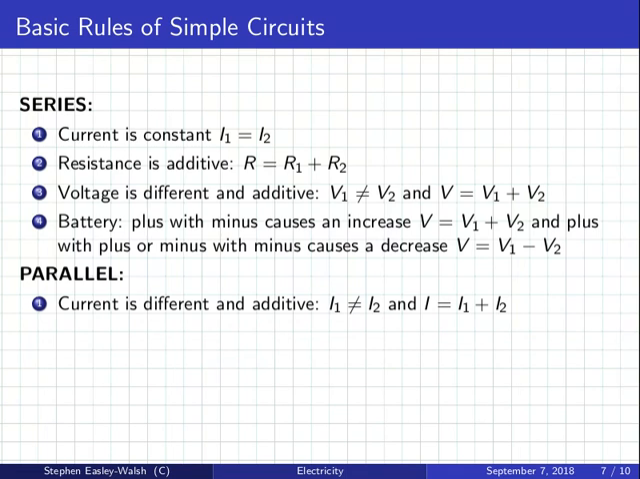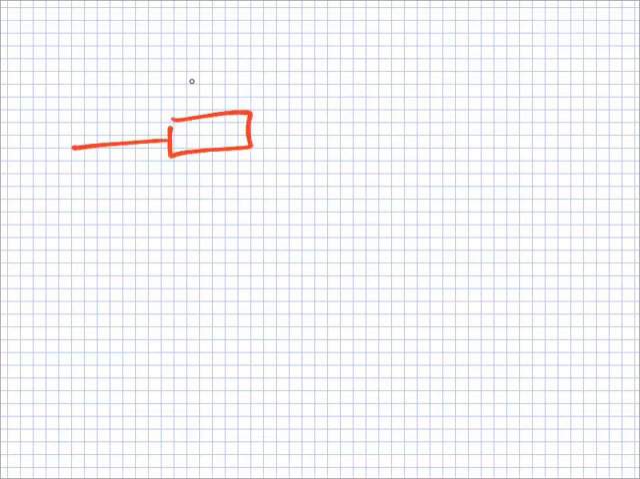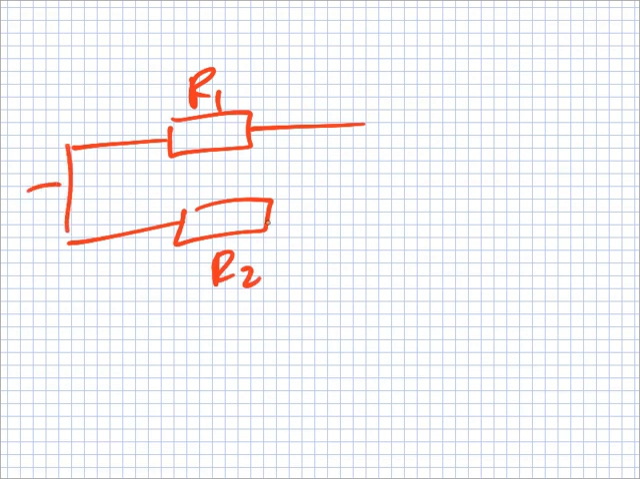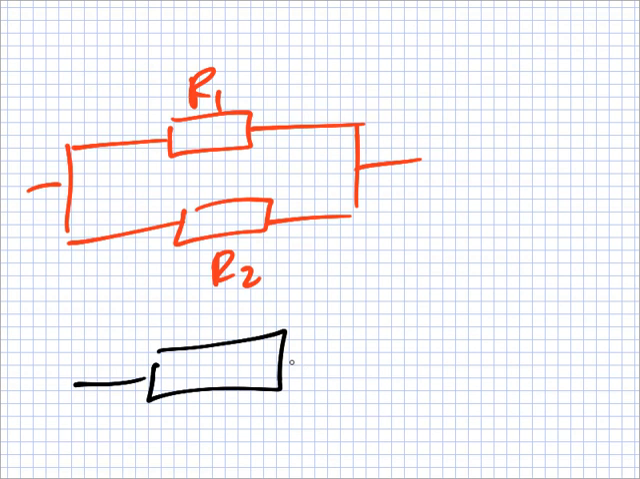Got that? So the next one is the reciprocal of the resistance is additive. So what the heck does that mean? Suppose you have one resistor here, R1, one resistor here, R2, and you want to replace that with one large resistor to make the picture the same.